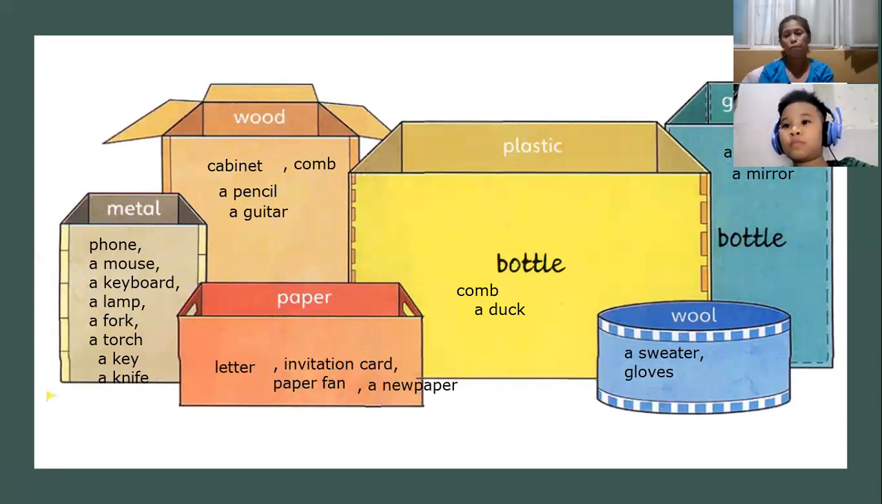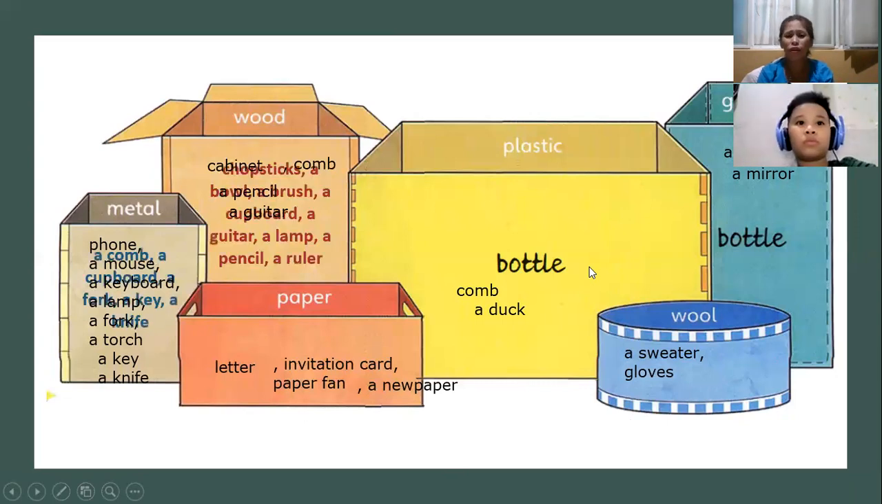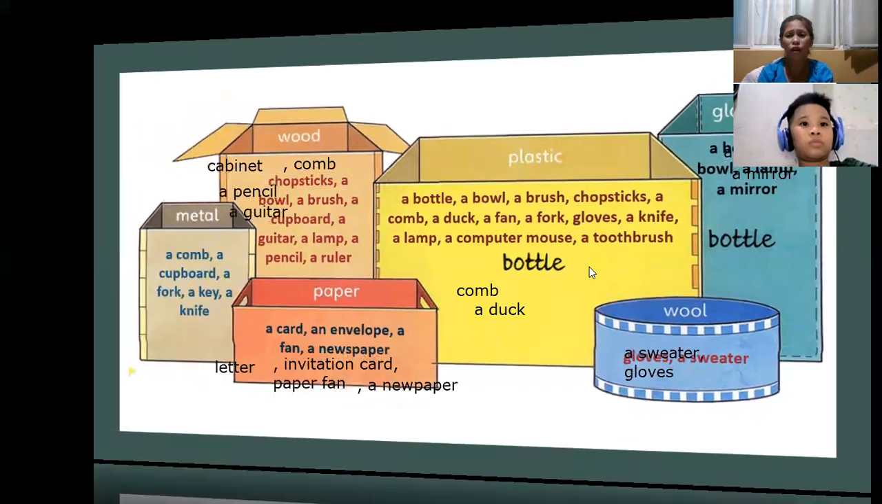Okay, glass, we have the ball, the mirror. What else, a glass? I have it here. It's a mirror. Okay, that's glass. So very good. You were able to identify these. Perfect score, Nguyen. Good job. You're very good. It's easy for you to identify.